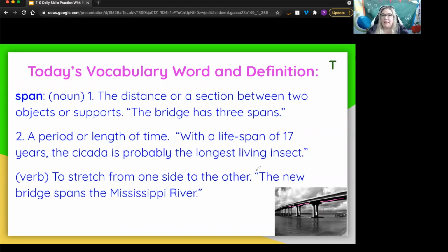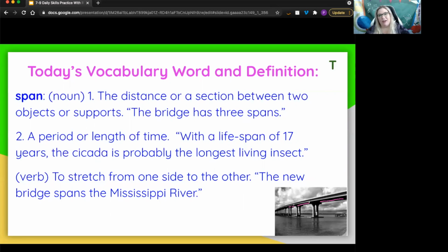Then when we use it as a verb, it would mean to stretch from one side to the other. And again, this could be used with a bridge. Like say this bridge, let's pretend this bridge is going across the Mississippi River. It spans it. It means it goes across the whole thing. The new bridge spans the Mississippi River. Now, I don't know if this is actually a bridge that spans the Mississippi River, but if it did, we would know that it goes all the way from one side of it to the other. And that's how we use span.